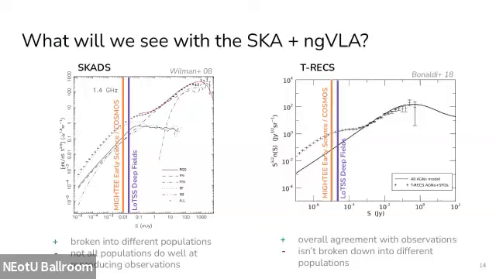So where will we get with SKA and ngVLA? With 1 hour of observation time, with either the ngVLA or SKA, you kind of improve by almost an order of magnitude. And so we'll really start to probe down even further into this radio faint population.